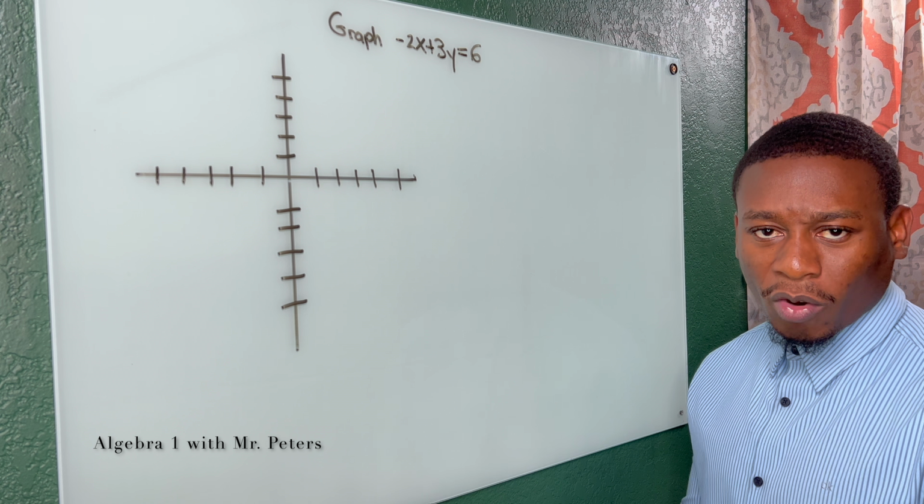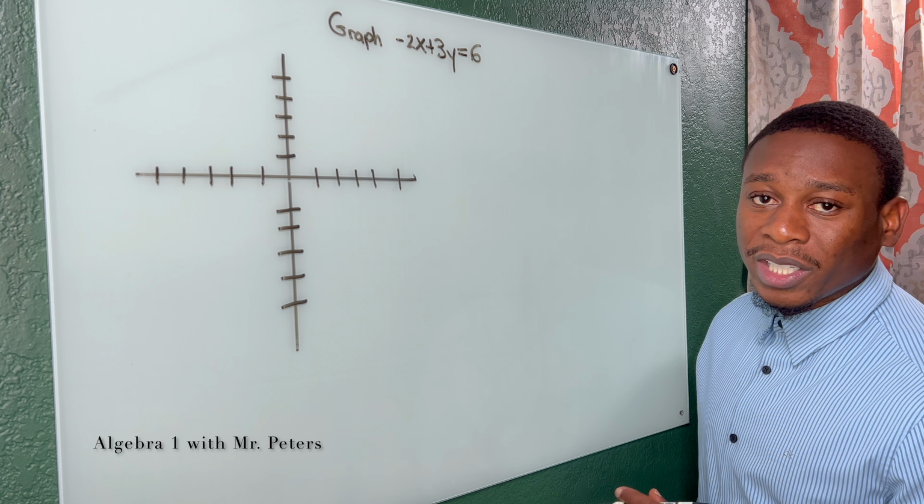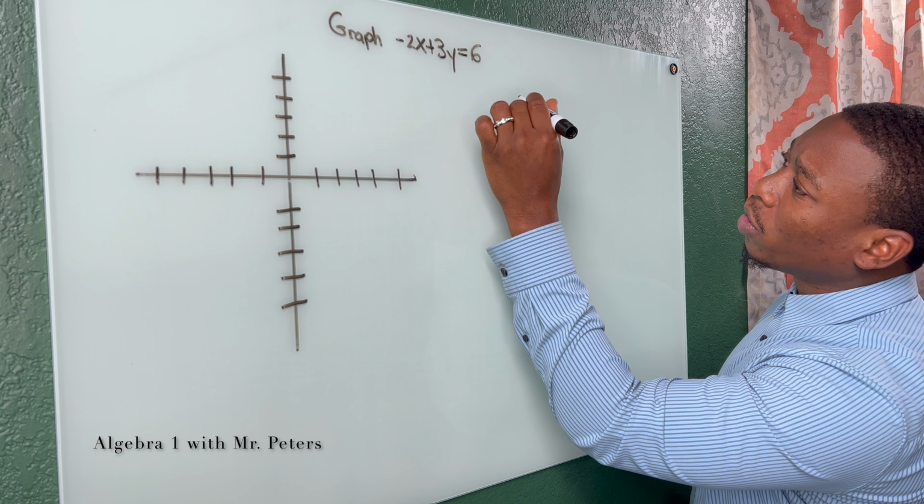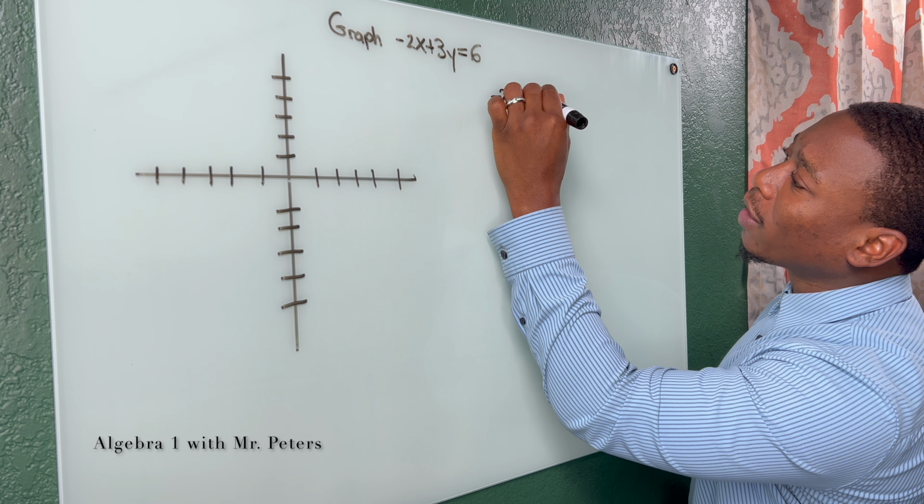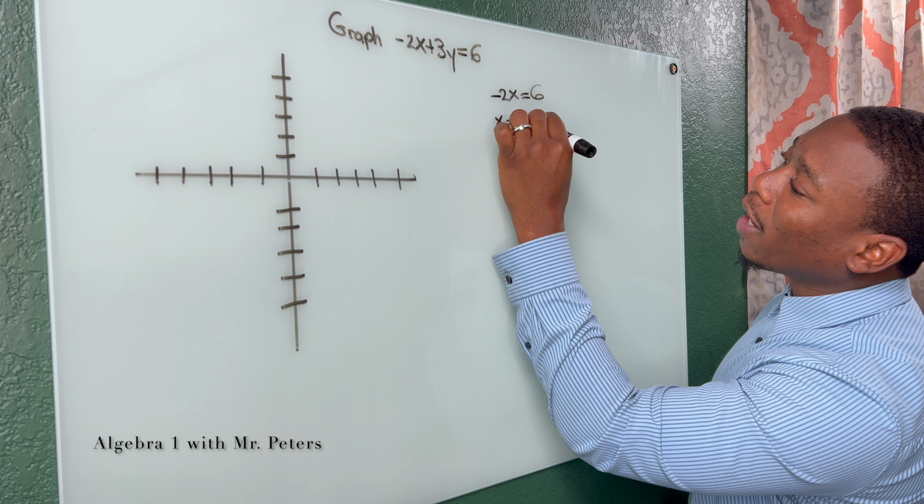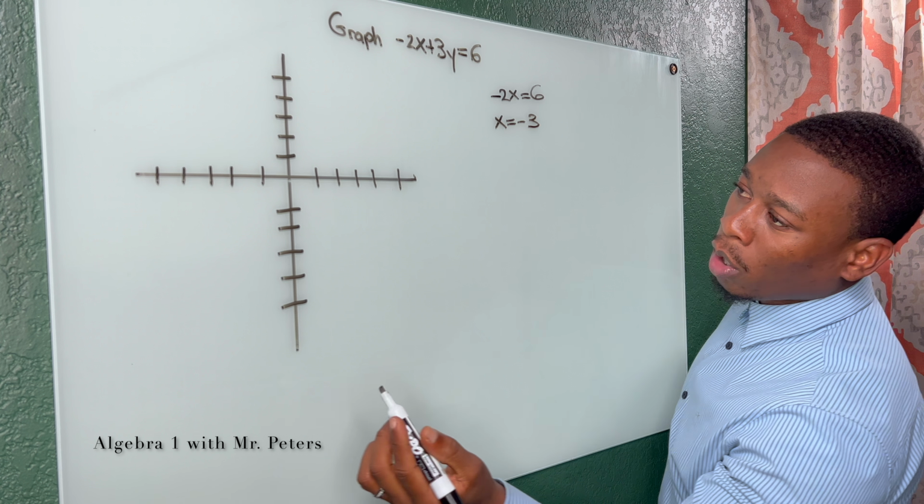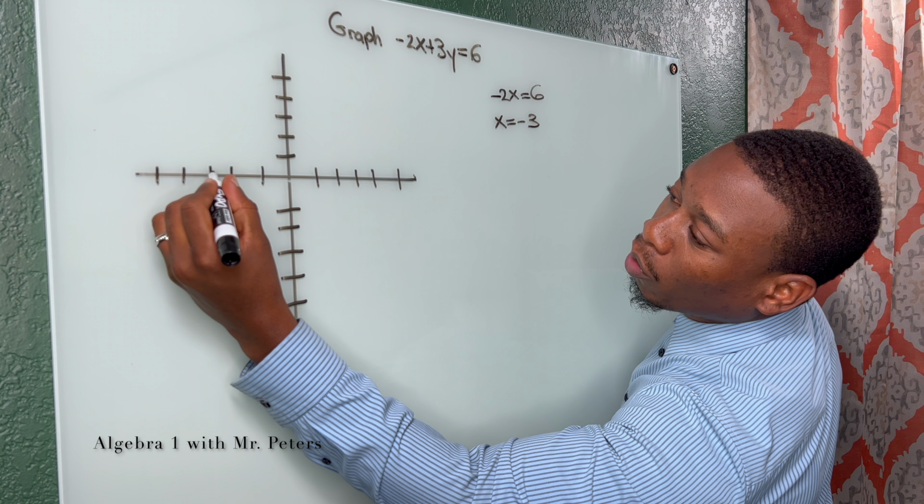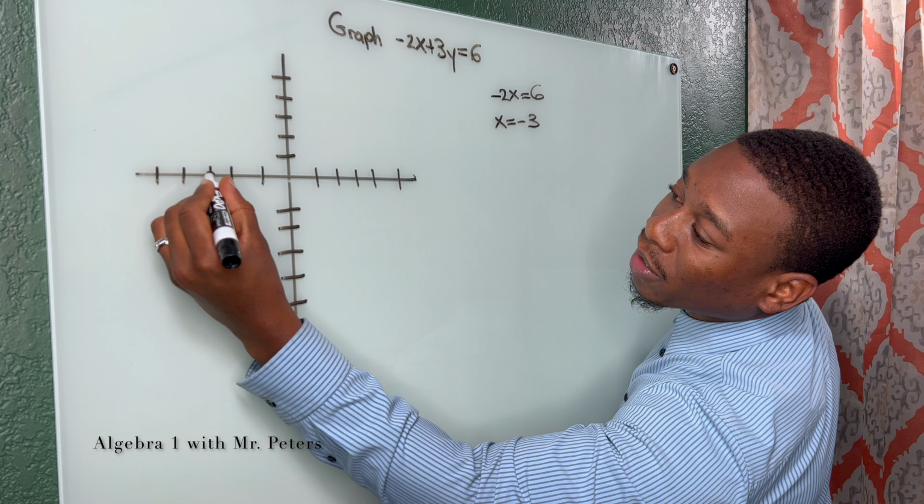If we wanted to graph, we would set the other variable equal to 0. So if this was equal to 0, we would have 2x is equal to 6, and then we'll have x is equal to -3. So at -3, 0, right here, this would be our x-intercept.